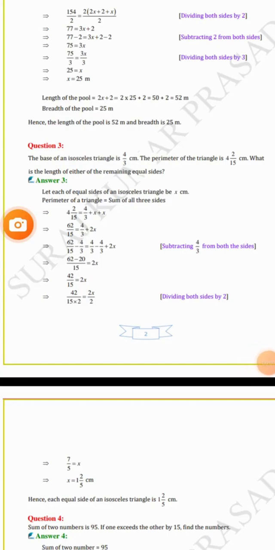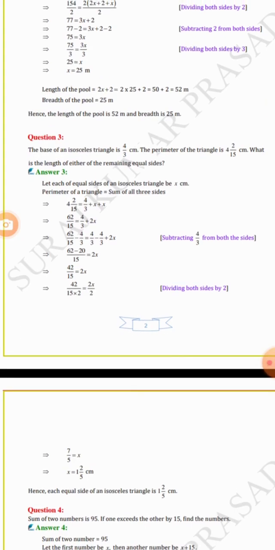Question number 3. The base of an isosceles triangle is 4/3 centimeter. The perimeter of the triangle is 4 2/15 centimeter. What is the length of either of the remaining equal sides? Let's solve the question. Let each of the equal sides of the isosceles triangle be x centimeter. Perimeter of a triangle is equal to the sum of 3 sides.